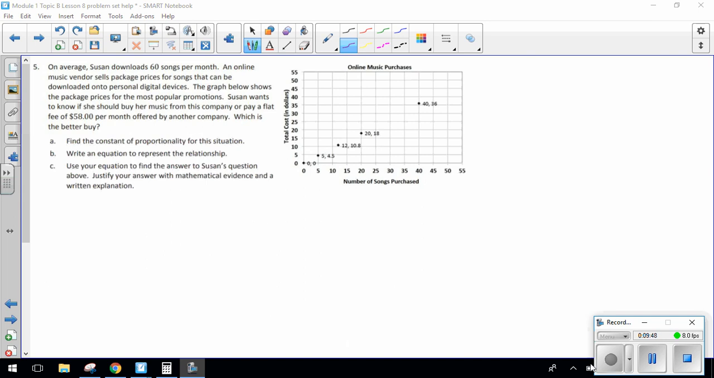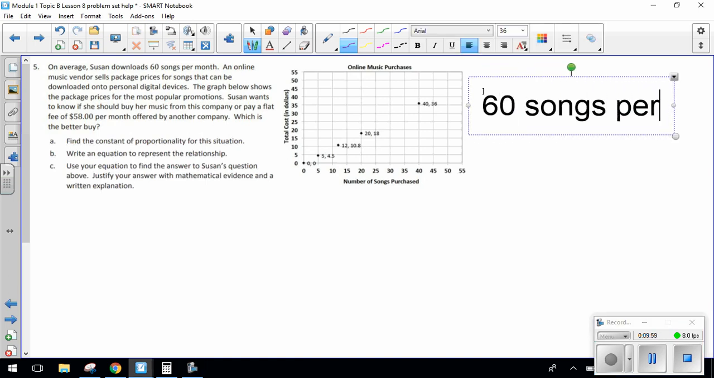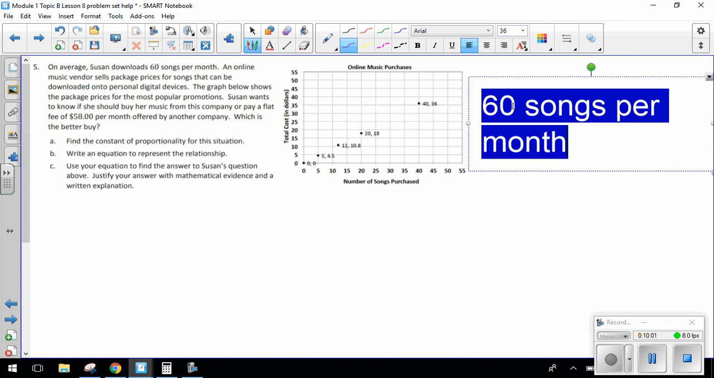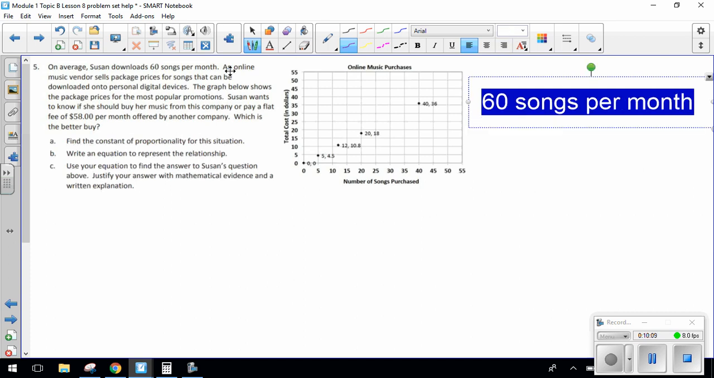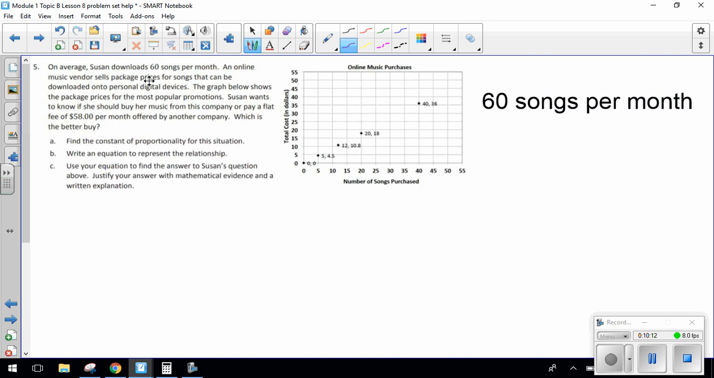Okay, in number 5, we have Susan, who likes to download 60 songs a month. So I want you guys to write some important information, 60 songs per month. Let's see what else we know. An online music vendor sells package prices for songs that can be downloaded onto personal digital devices. The graph shows the package prices for the most popular promotions. Susan wants to know if she should buy her music from this company.